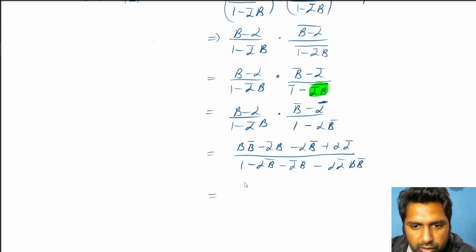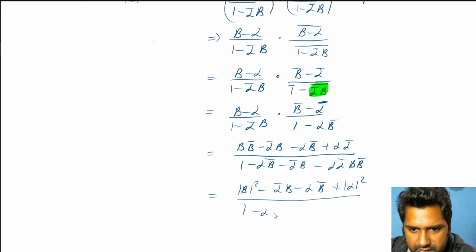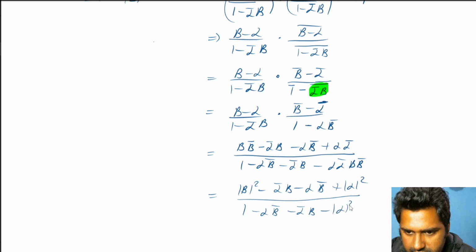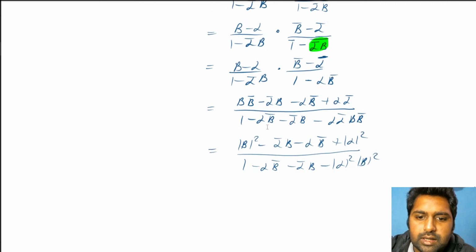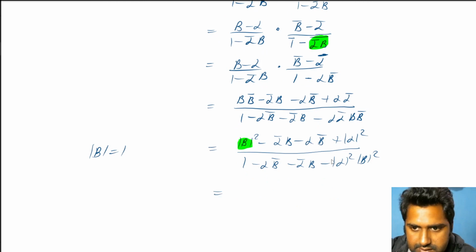Beta into beta bar is mod beta square, minus alpha bar beta, minus alpha beta bar. Alpha into alpha bar is mod alpha square upon denominator, let it be alpha beta bar minus alpha bar beta, and use this. Alpha alpha bar is mod alpha square, beta beta bar is mod beta square. Okay, and we know that mod beta is 1 as per the question, so I'm replacing this and this with 1.